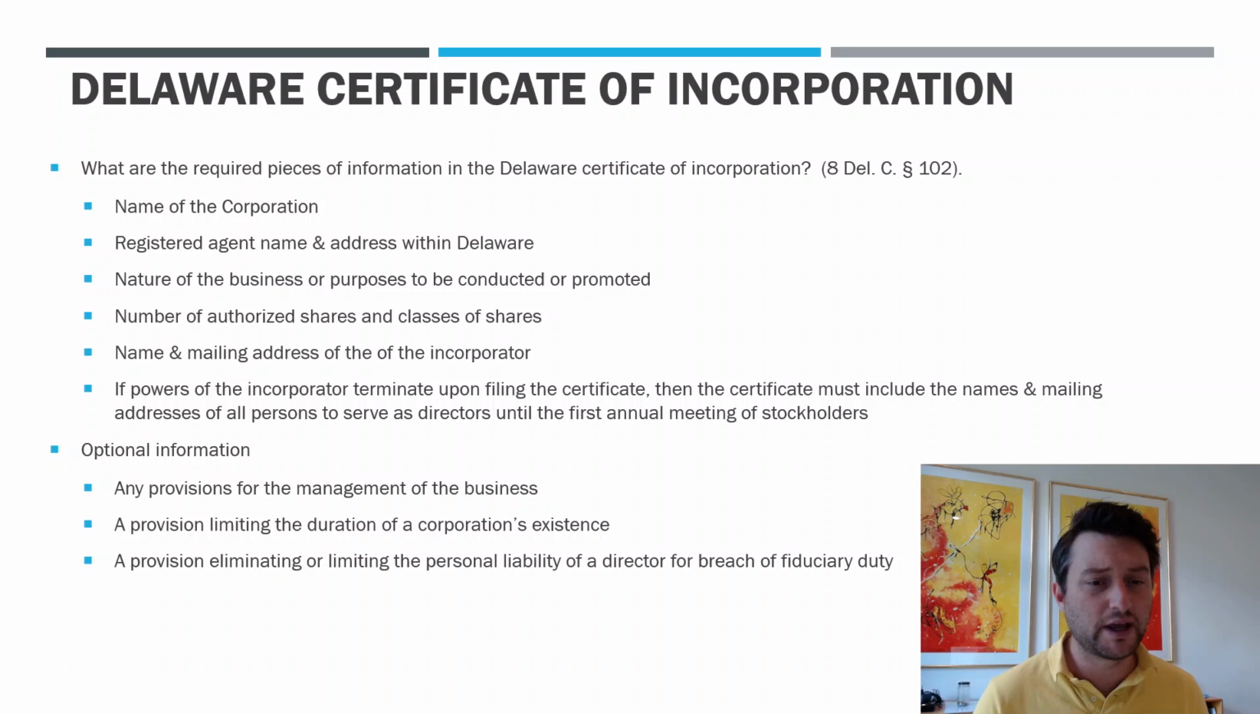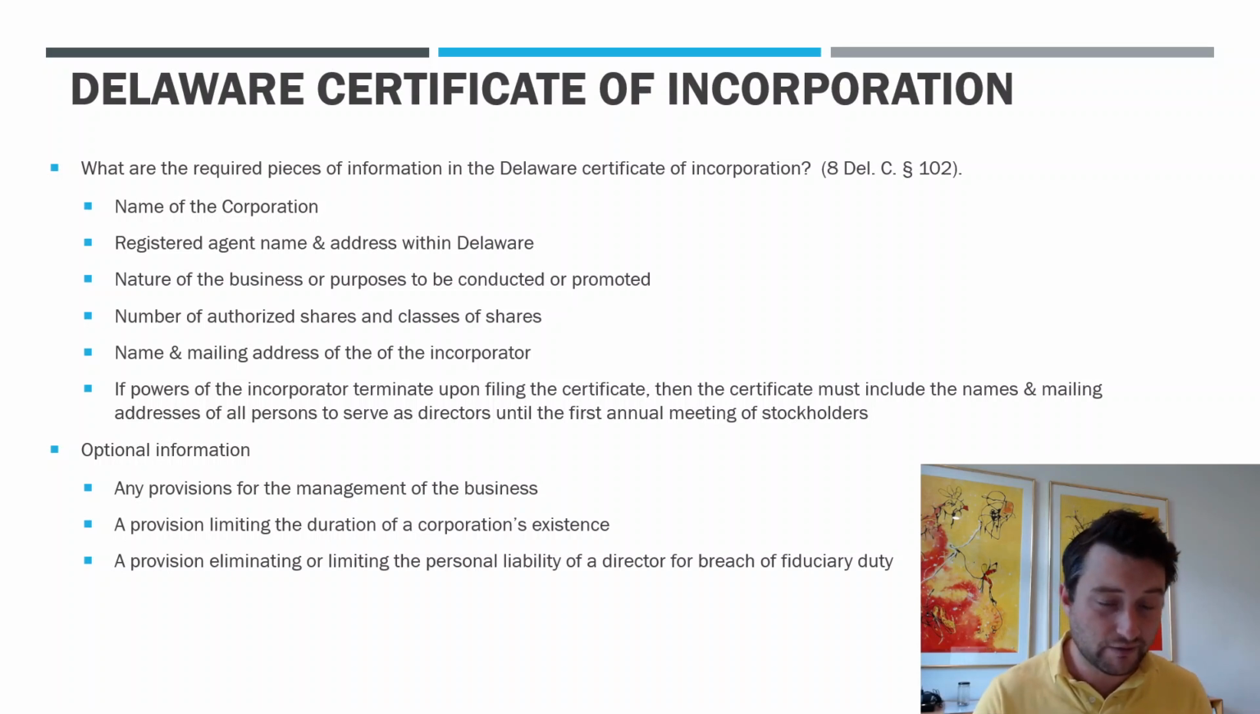Now, name and mailing address of the incorporator. So the incorporator is the person that is filing the documents to form the entity. Now, if a lawyer is doing this or you're using a third-party service provider, the incorporator can be that person, but they want to terminate the relationship as the incorporator as soon as possible.